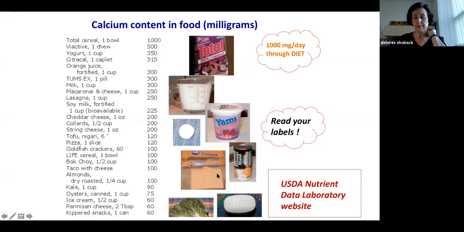Okay, so read the labels on foods. Most of them now that are calcium, well, all of them that are calcium fortified should have the amount of calcium per serving size. Here's a nice one, the string cheese, just an ounce of it, 200 milligrams of calcium. So there's lots of ways to get it, almonds, etc.